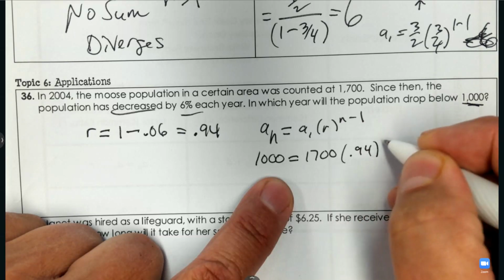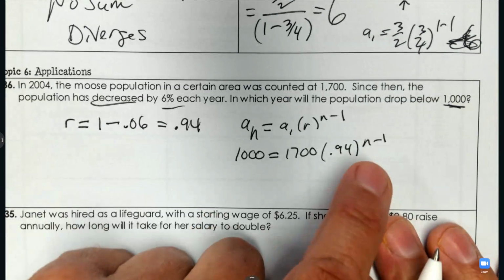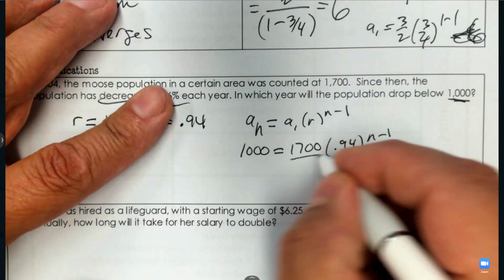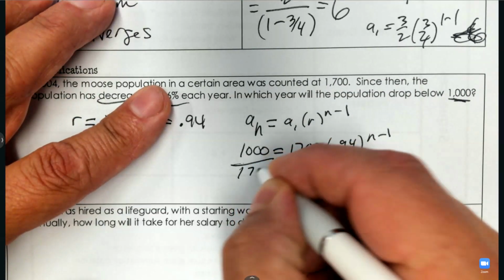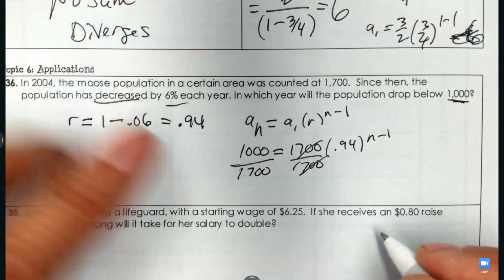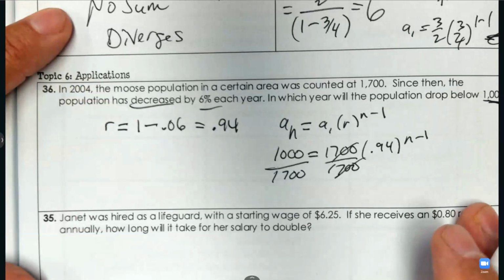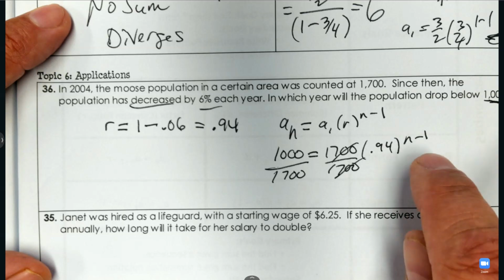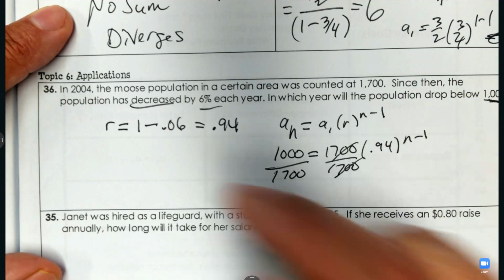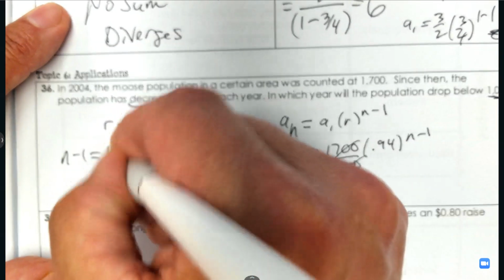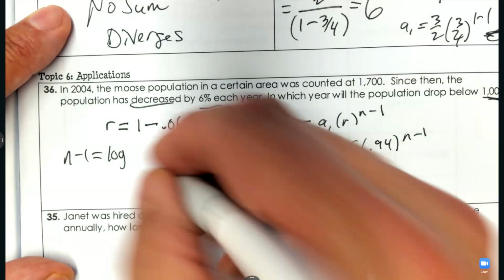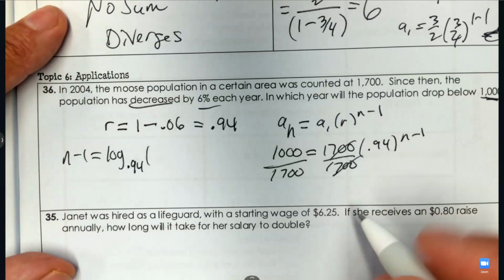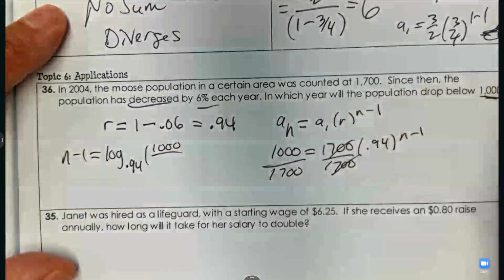And we're trying to figure out when this will be 1,000, and we're going to solve it. So we're going to divide by 1,700. It's okay. Then to solve it, we have to write it as a logarithm. So it's an exponential equation, and to solve an exponential equation, we use a logarithm. So write down the exponent, which is n minus 1. The logarithm has a base of 0.94. And then inside the logarithm is 1,000 divided by 1,700.